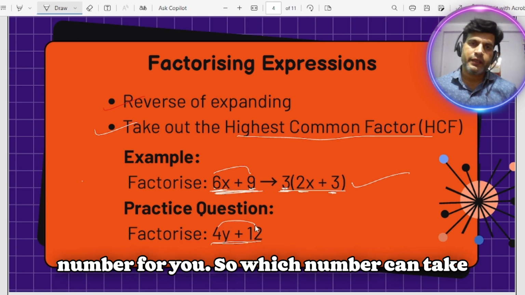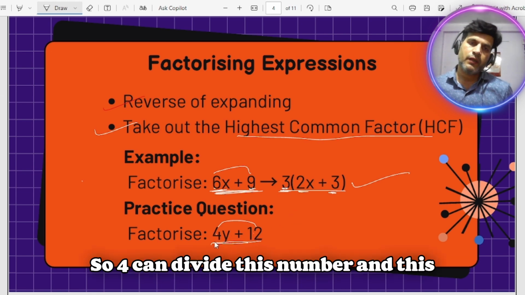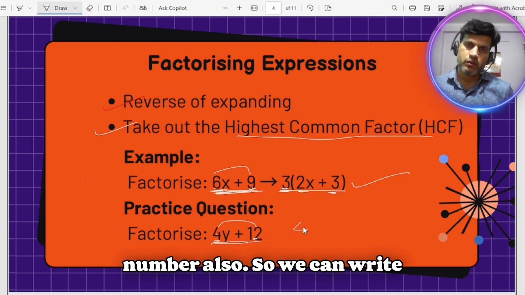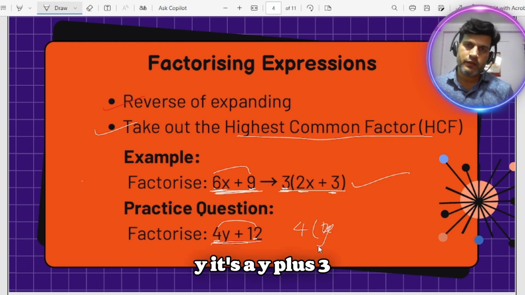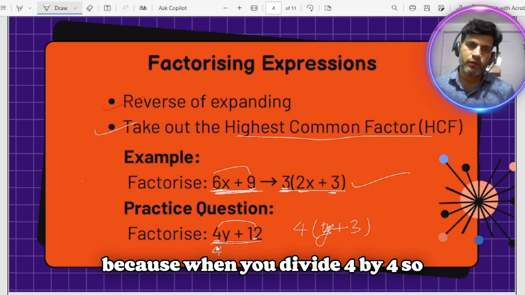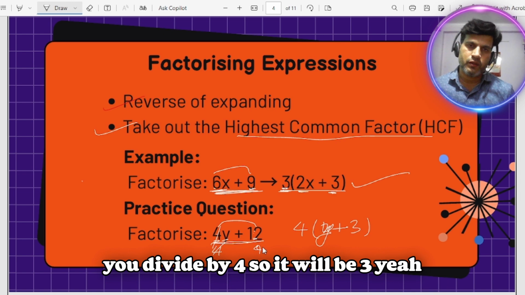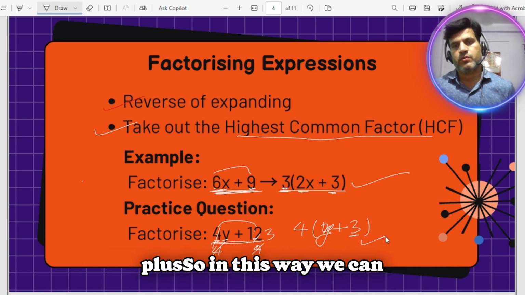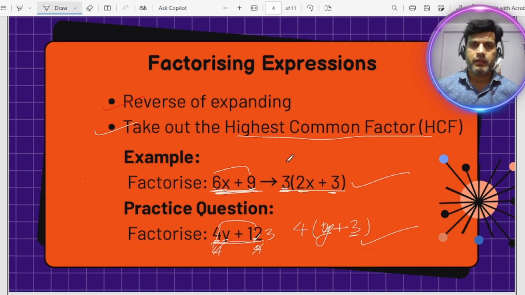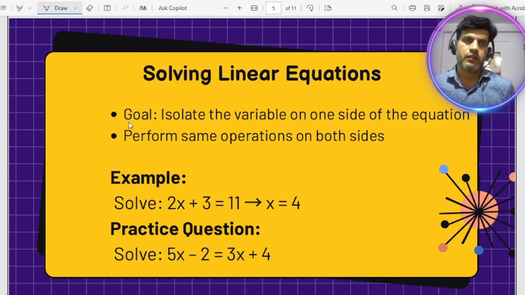Which is the highest number that divides 4 and 12? So 4 can divide this number and this number also. So we can write 4, and here you can retain y, so it's y plus 3. Because when you divide 4y by 4, only y remains, and when you divide 12 by 4, it will be 3. So we can write it like this, and this is a plus. So in this way we can take the common factors. And what about solving linear equations?